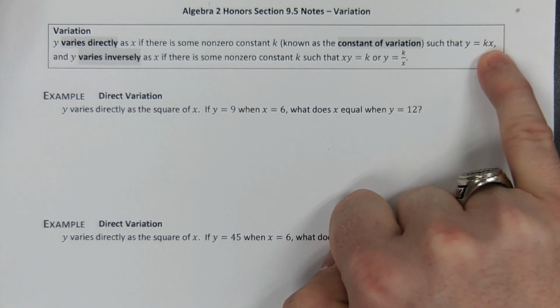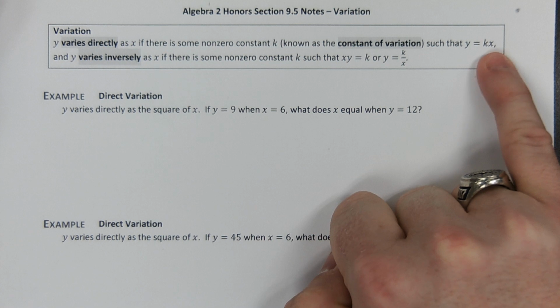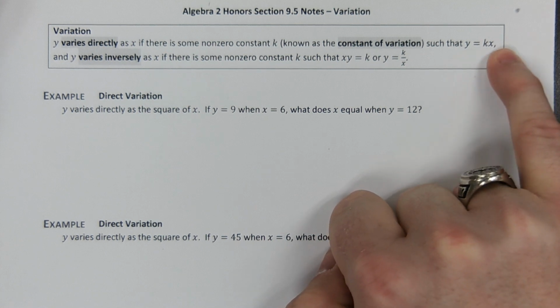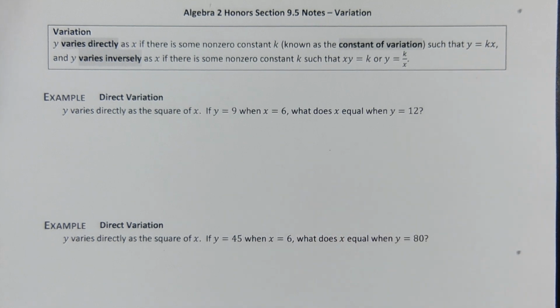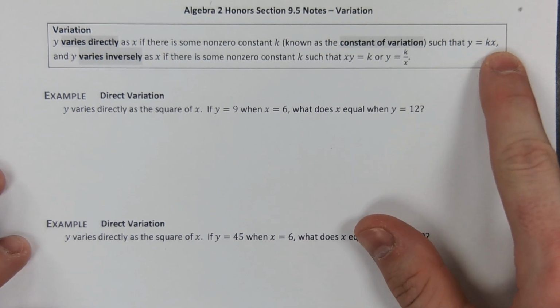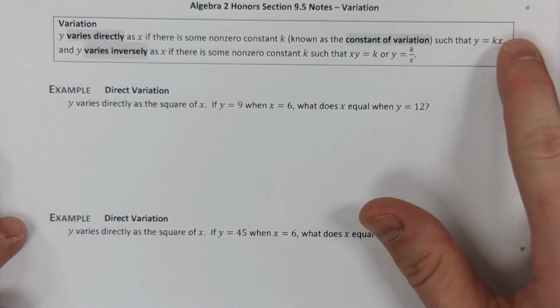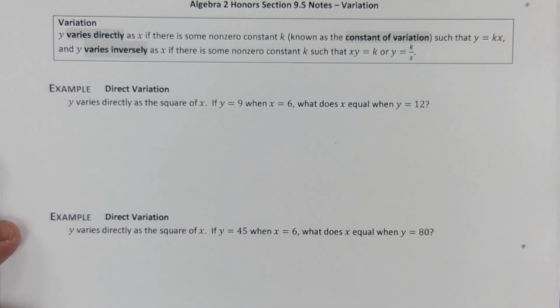So anyway, y equals kx. K is known as a constant of variation. If x goes up, y goes up. If x goes down, y goes down. That's basically how that works. It just means that you're going to multiply one number to x, and that's how you get y. That number could be a positive number, a negative number, or a fraction, but the point is it's literally just multiplying a number to x.